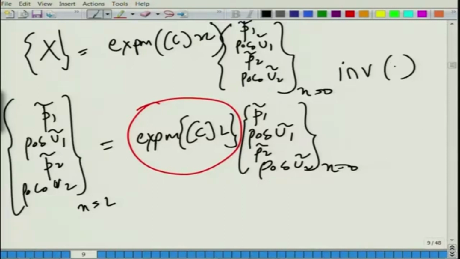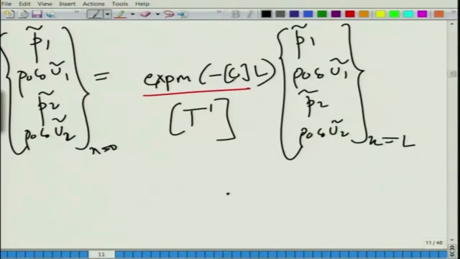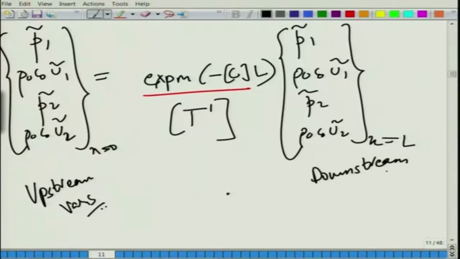So, this is the matrix. You could have done that, but a more clever technique is to just use exp m minus cl, and let us denote this as T1. So, this is your upstream variable and this is your downstream variables. So, we have related upstream and downstream variables.